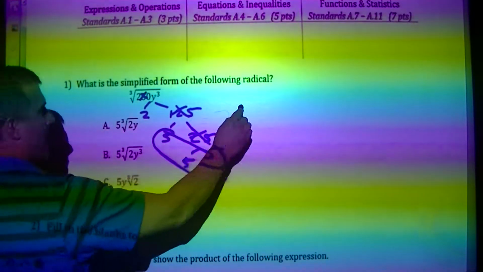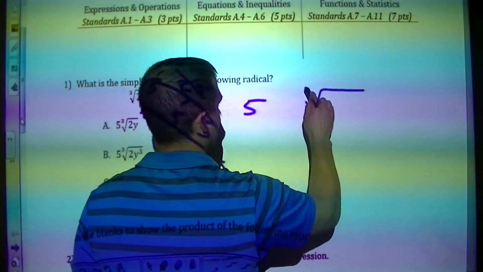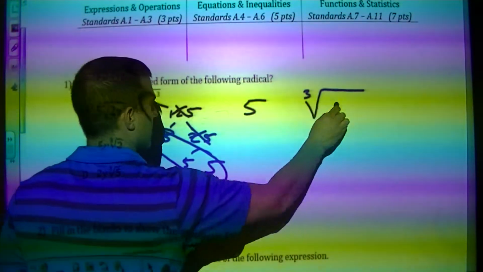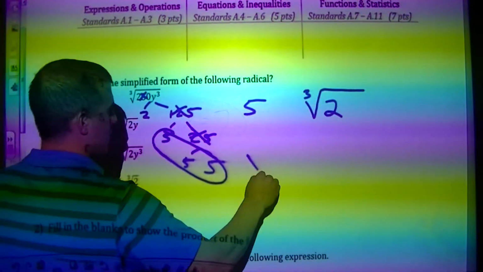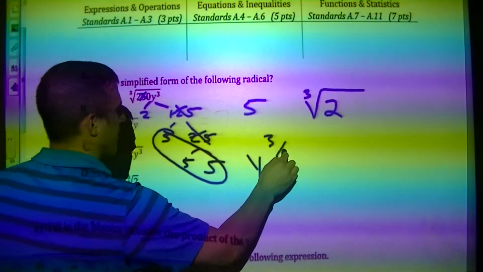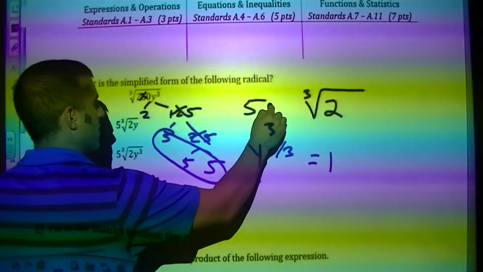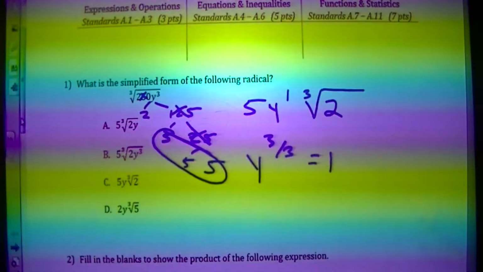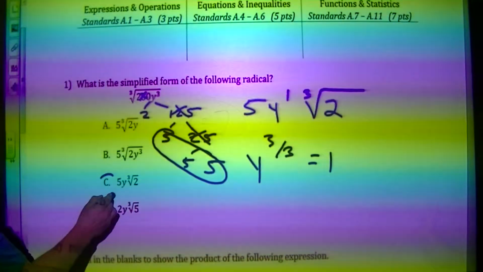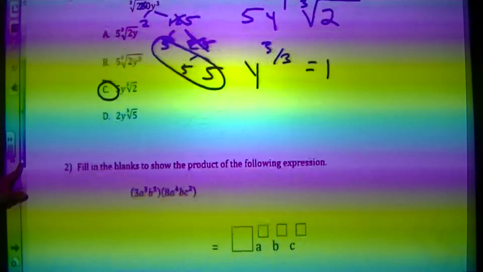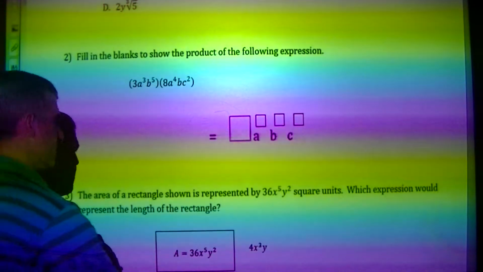So what I'm going to have on the outside is a 5, with a 2 on the inside. To figure that out, I'm going to do 3, and since it's a cube root, I'm going to divide by 3, which is just going to be 1. So I'm going to have 5 to the first out of the outside, so that's going to be answer C. Fill in the blanks.